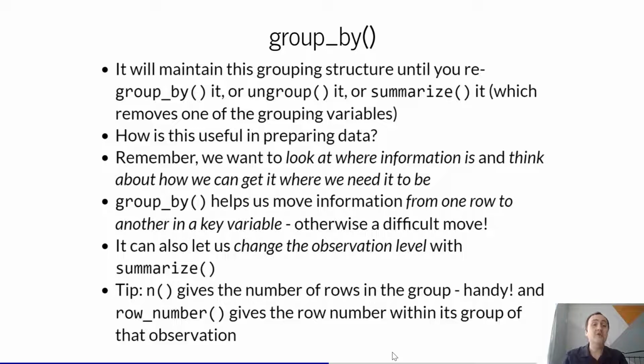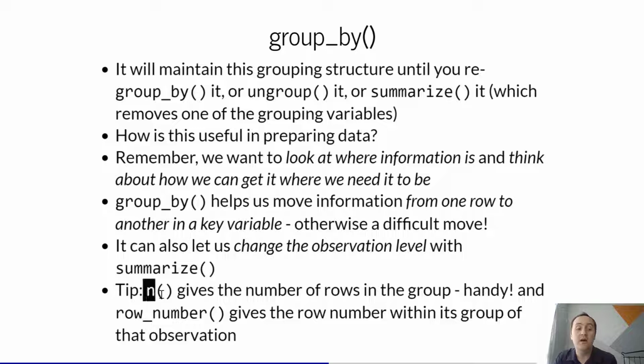I want to calculate the average across all the different rows within a particular group. That's one way I can do things. I can also use group by with summarize, which I'll talk about next, to change the observation level. I'll get to that in a second. Some additional tips when we're using group by is that there are some special functions that give us information about the groups that we have.